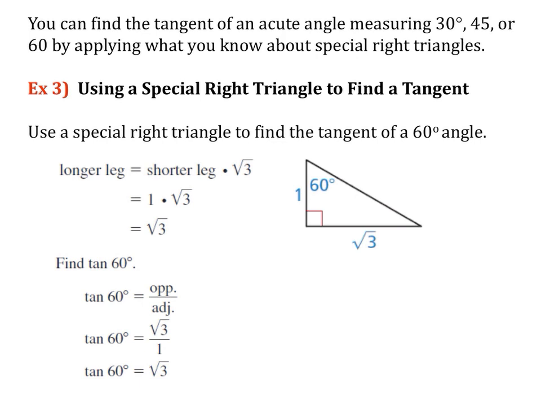Now, if we were to find the tangent of the 60-degree angle, we would set up our equation, so tangent of 60 degrees equals opposite divided by adjacent. And if we identify our 60-degree angle here, then opposite would be square root of 3 divided by adjacent, which would be 1. So we get tangent of 60 degrees equals square root of 3 divided by 1. Well, anything divided by 1 is itself. So this simplifies down to tangent of 60 degrees equals square root of 3. So the tangent of any 60-degree angle is square root of 3, which approximates to 1.7321.